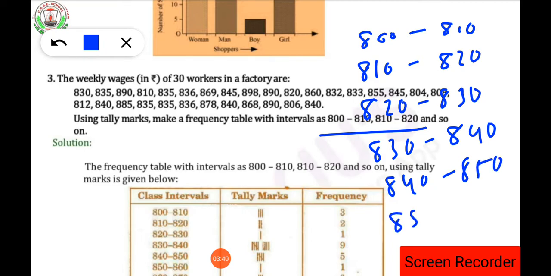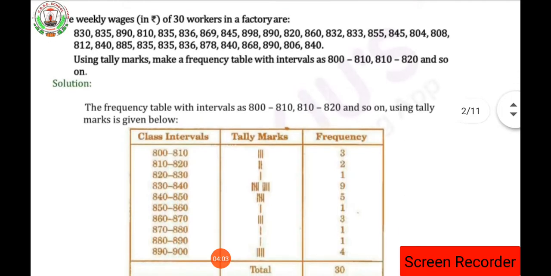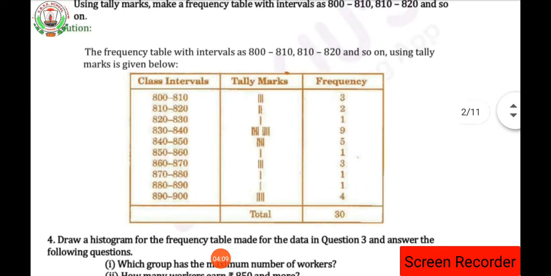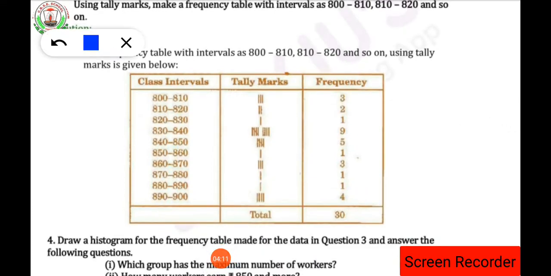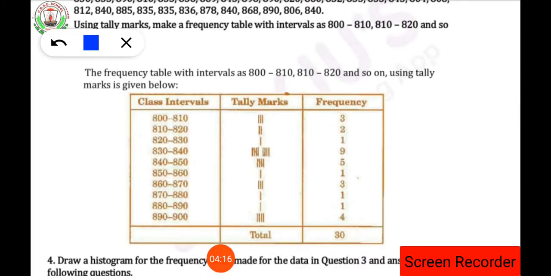Then 850 to 860, 860 to 870, 870 to 880, 880 to 890, 890 to 900. Like this we will go on, like this the intervals will go. Okay, now let's see. Since it is asked to draw the frequency table, we are going to draw the frequency table, and the class interval is given over here. Okay, so let's see the solution.